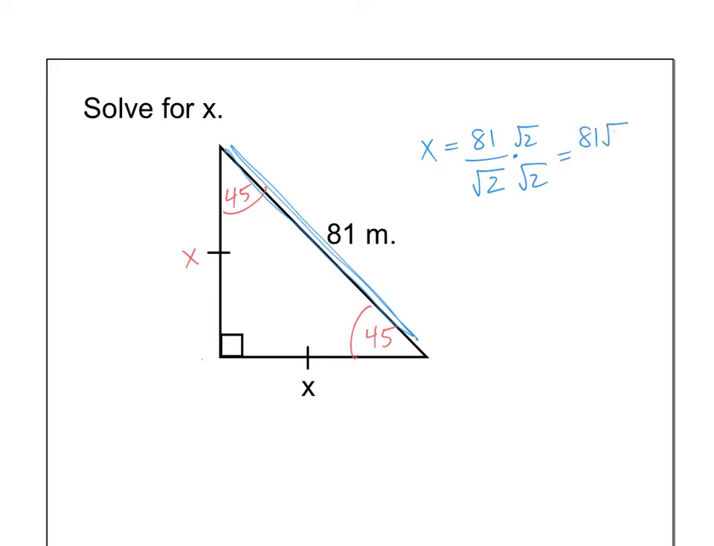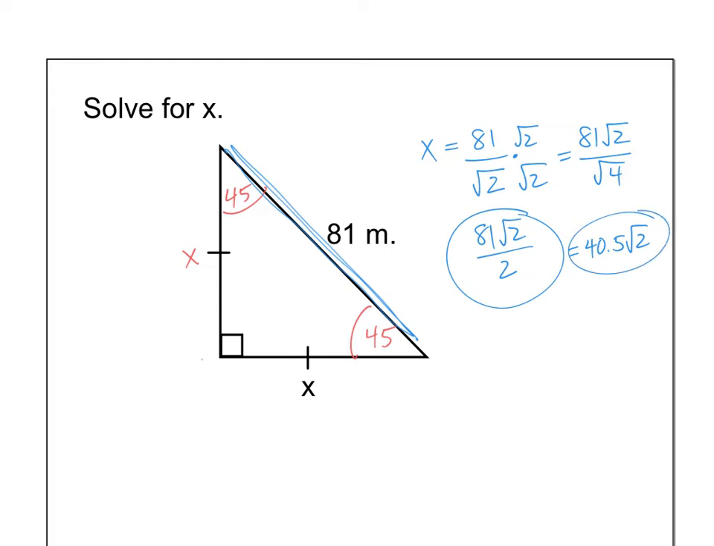So you get 81 root 2 over root 4, but the square root of 4 is just 2. 81 is not divisible by 2, so you could leave it like this, or you could change it to 40.5 root 2. That's also okay. As a decimal, 81 divided by square root 2 is 57.28. 57.28 is also an okay answer.